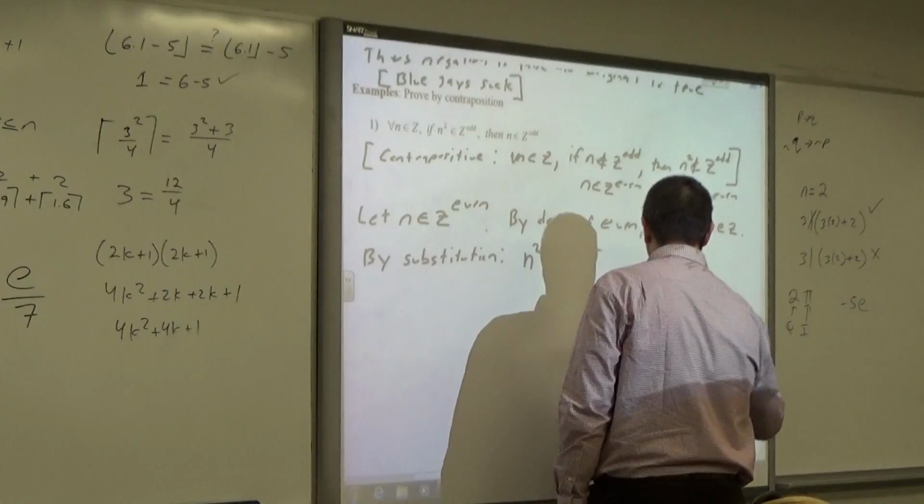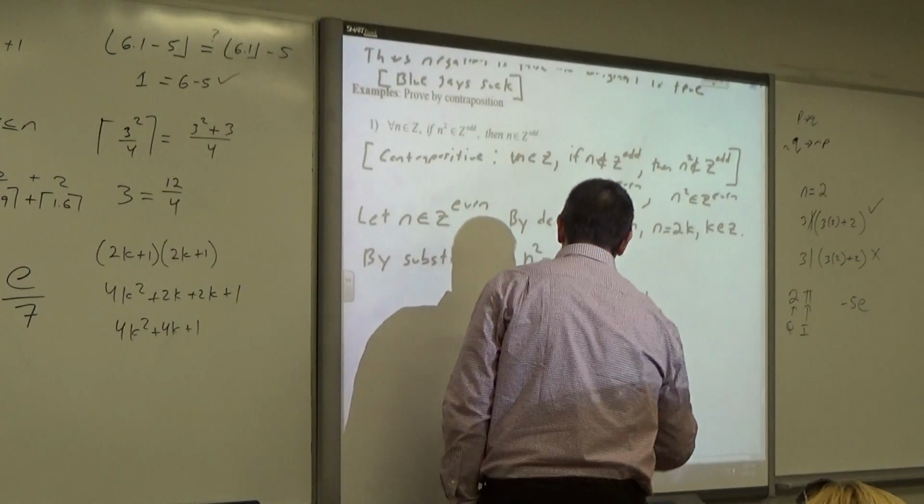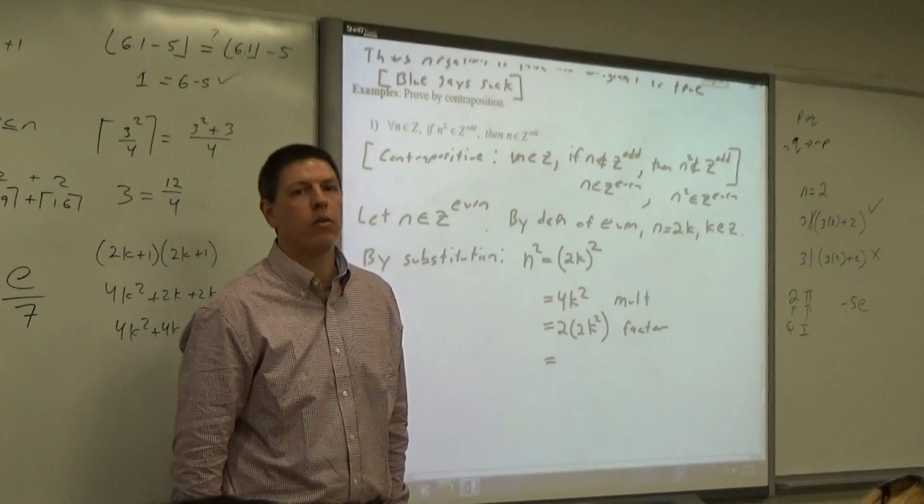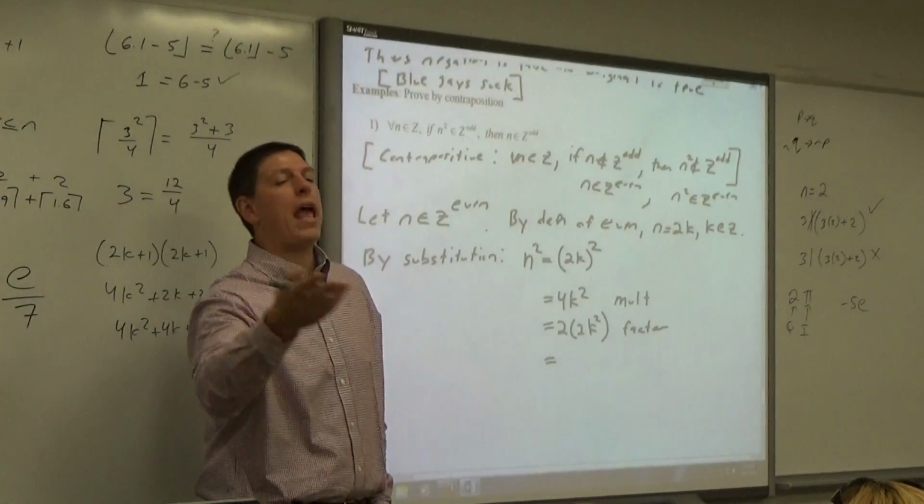Computation, multiplication, whatever. And guys, what do we know about 2k squared? Some integer. Let's call it m.